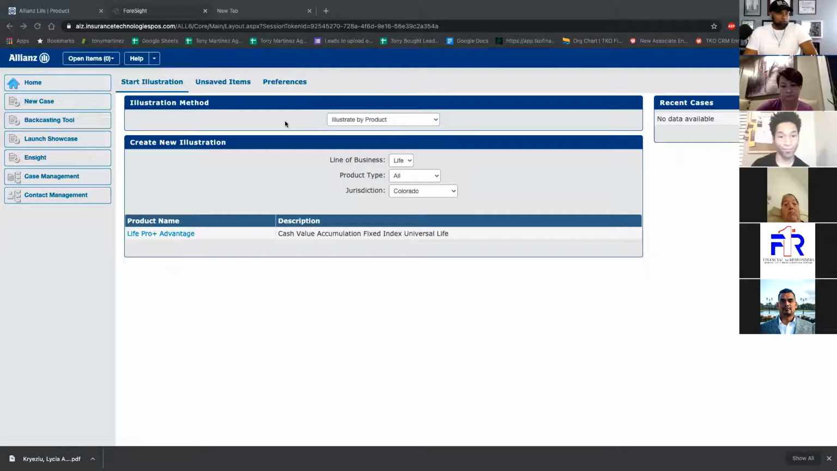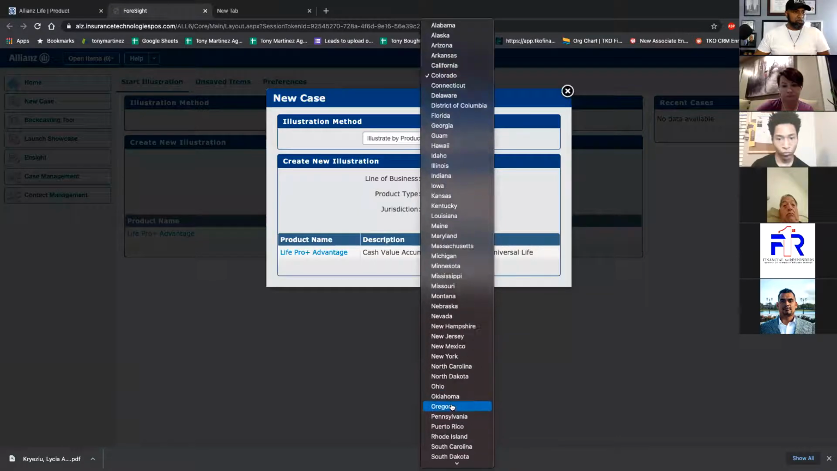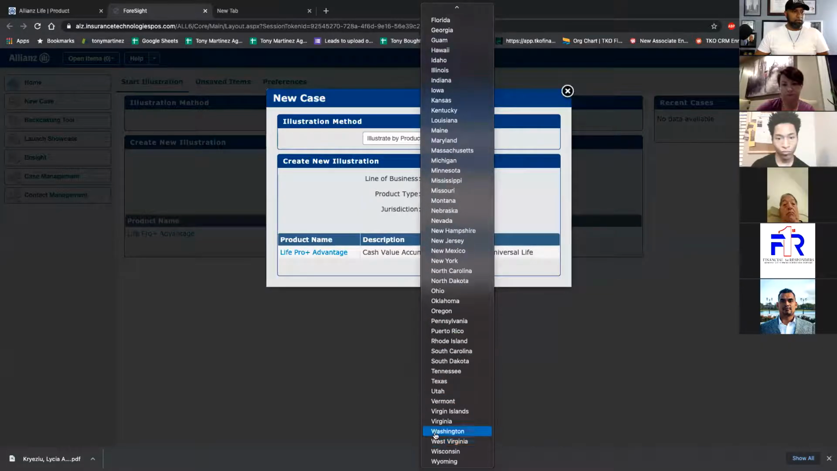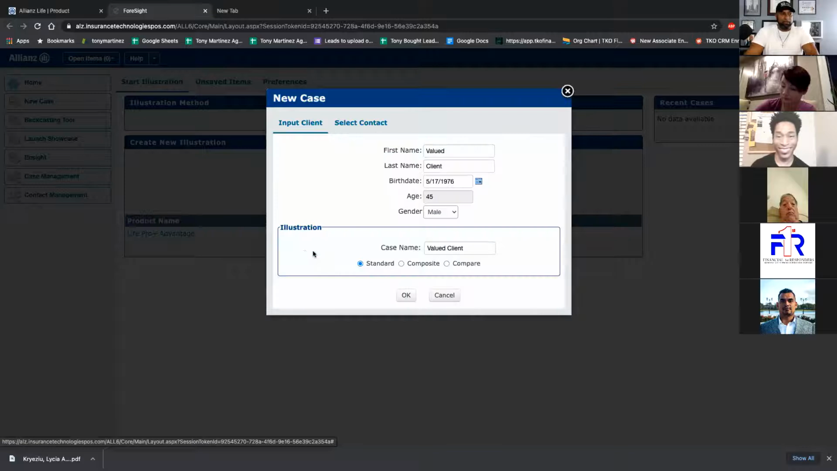So let's do a new case. Let's pick a state here. Let's pick Texas. All right. Notice Allianz has one product. That's how strong they are. This is an A+ superior product, the number one IUL in the market space. One product. They don't even offer term for this company. This is one product. There it is.